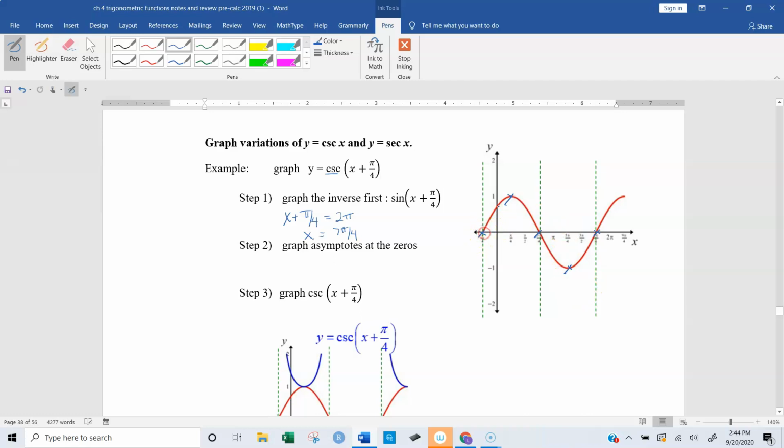Now, that is not my graph. That's my sine wave. So wherever the zeros are, those are the asymptotes for my cosecant. I'm going to graph all those in. My max is now my min, so this U goes this way, and this U goes this way. And we're done.